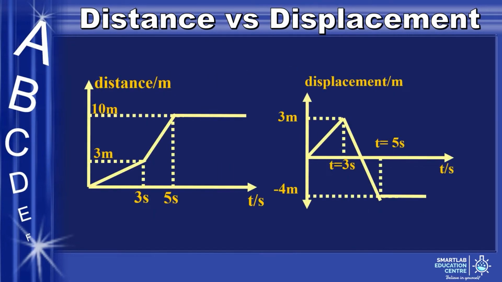Here are the distance and displacement graphs as shown. Note that the distance-time graph does not go below the time axis as distance can never be negative.